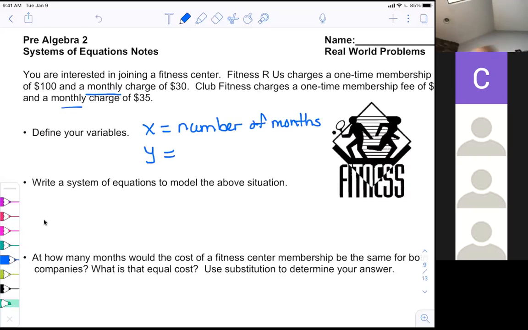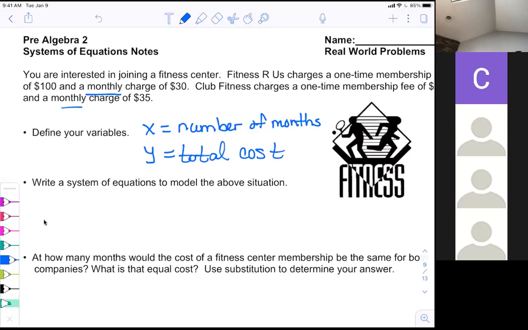So if I go 5 months, 10 months, 20 months, it's going to cost me more the longer I'm there because every month I have to pay a fee. The y is going to be my total cost. So how much does it cost me to join Fitness R Us, or how much does it cost me to join Club Fitness? So x is the number of months because that's the part that's changing. The total cost depends on those number of months.